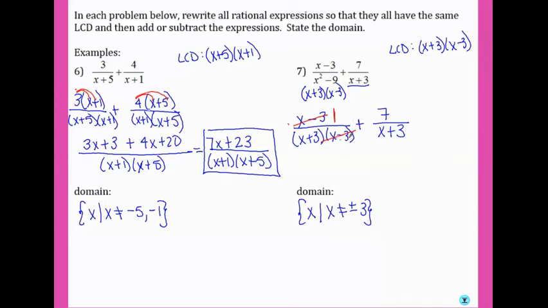Here, since these canceled, we have 1 over x plus 3 plus 7 over x plus 3, and that equals 8 over x plus 3. Let's try another one.